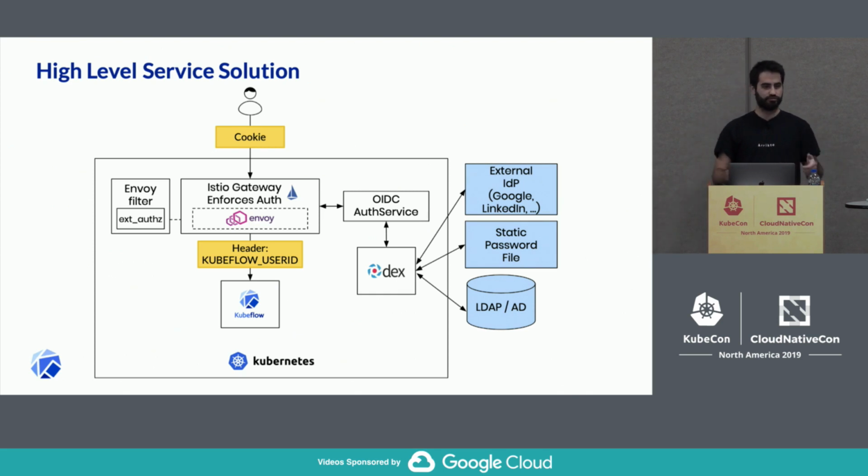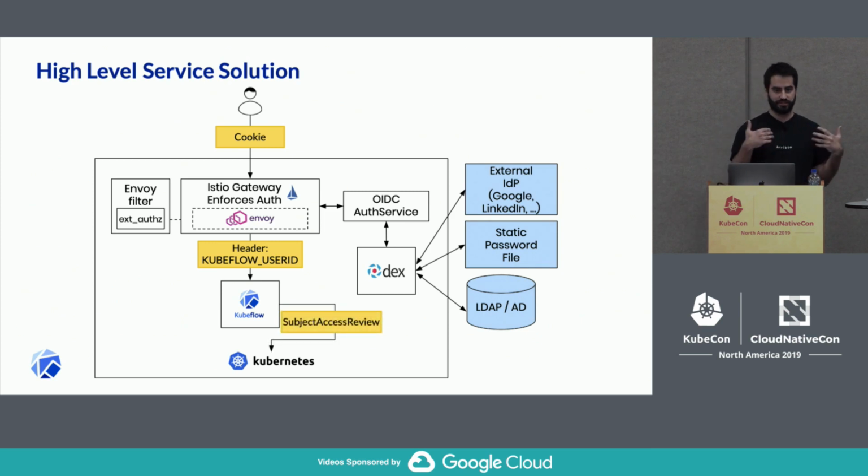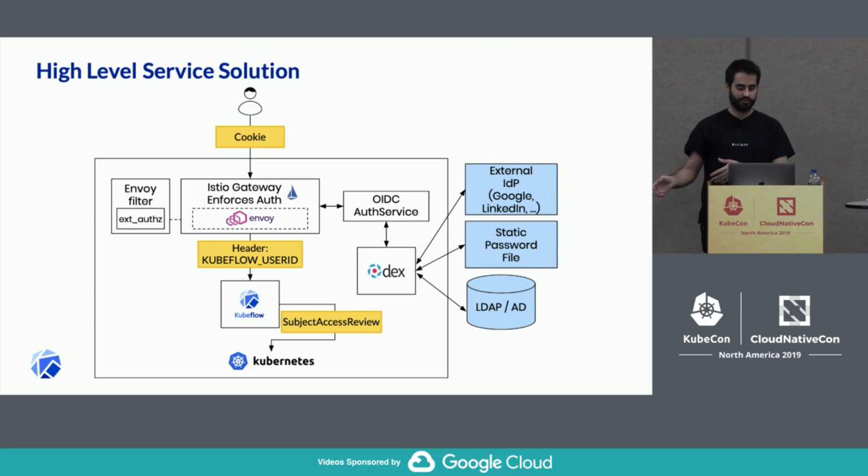So for example, let's suppose the user is Sarah, and Sarah wants to create a Jupyter notebook. Now, how will the application backend know if Sarah is allowed to do that? The question is, is Sarah allowed to create a Jupyter notebook in namespace X? We delegate that authorization decision to Kubernetes using Subject Access Review. Subject Access Review is an API that allows us to ask Kubernetes exactly that question. Is Sarah allowed to create a Jupyter notebook in namespace X? And Kubernetes answers yes or no.